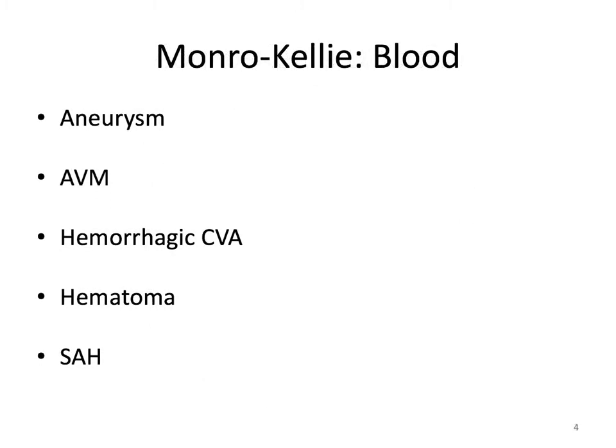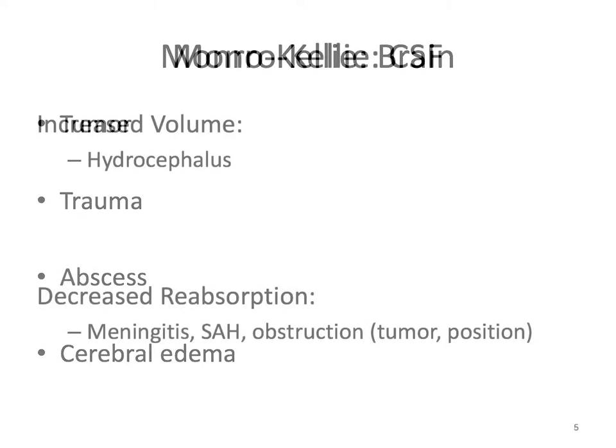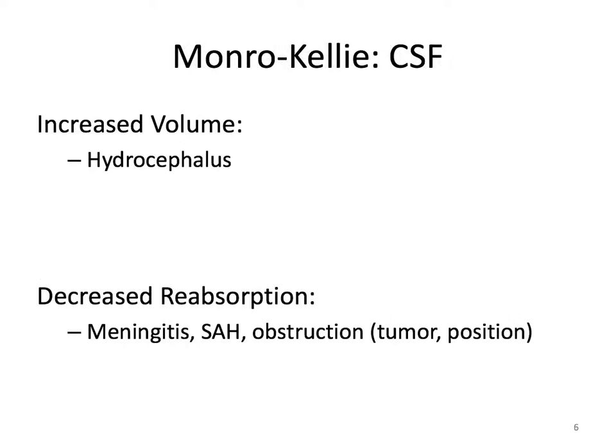There are different things to think about in relation to these three components. First of all, with blood, you can associate this with aneurysms, arteriovenous malformations, hemorrhagic cerebrovascular accidents, hematomas, and subarachnoid hemorrhage. With brain, think tumor, trauma, abscess, or cerebral edema. With CSF, think in terms of increased volume, as with hydrocephalus, or decreased reabsorption, as occurs with meningitis, subarachnoid hemorrhage, or obstruction from a tumor or position. All of these things I've mentioned are situations that increase the respective component.